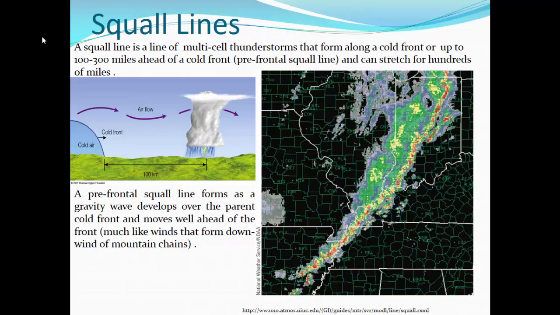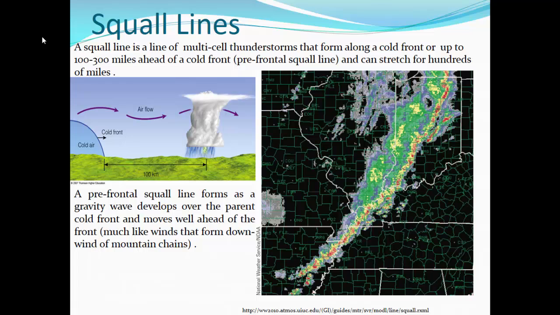A squall line is our next type of multicellular thunderstorm. A squall line is a line of multicell thunderstorms that form along or ahead of a cold front. Oftentimes a squall line is right ahead of or right along the cold front, but more often than not, those squall lines actually advance well out ahead of the cold front, and then they're known as prefrontal squall lines. Sometimes they can be 100, even up to 300 miles out ahead of the cold front, where you get the main line of strong thunderstorms.